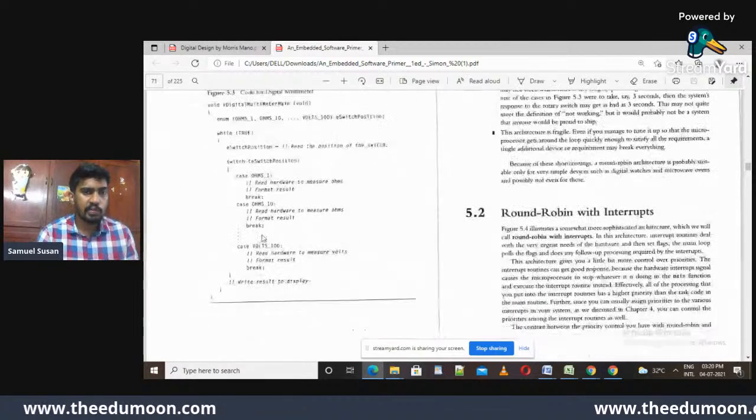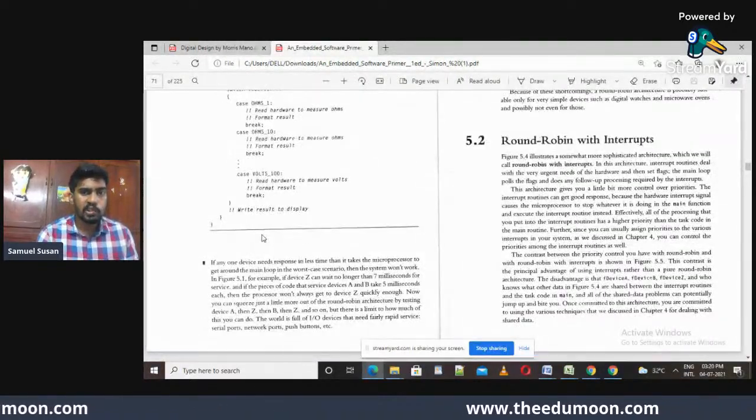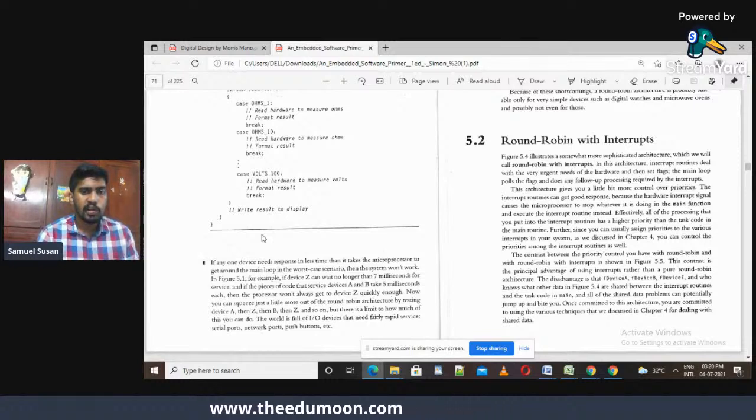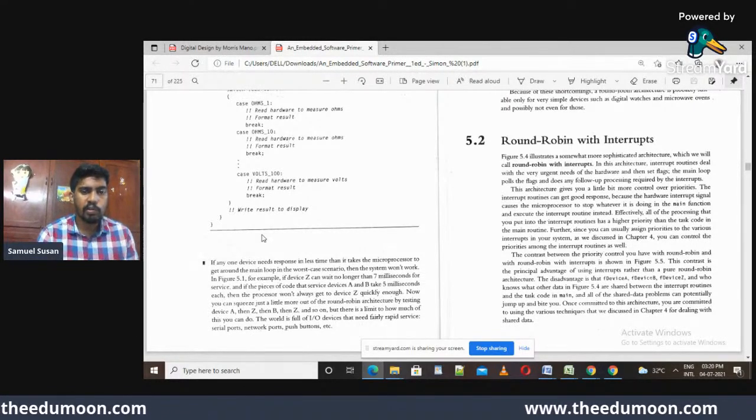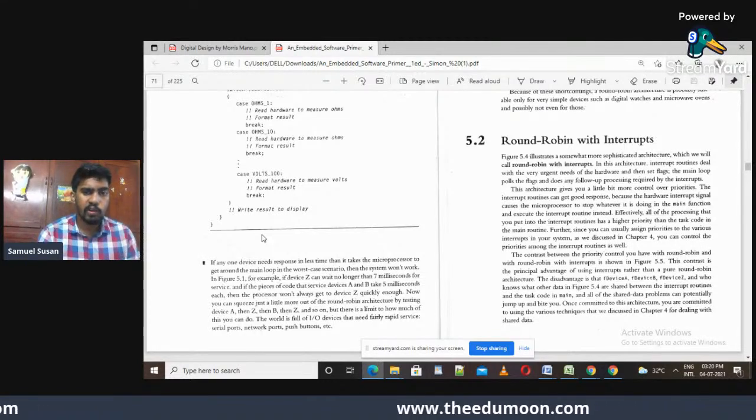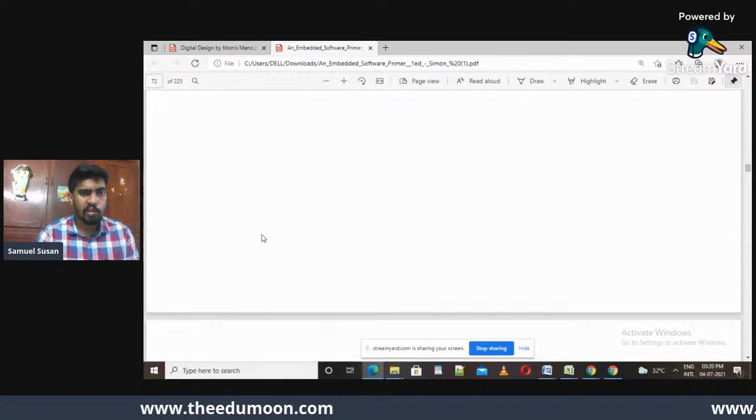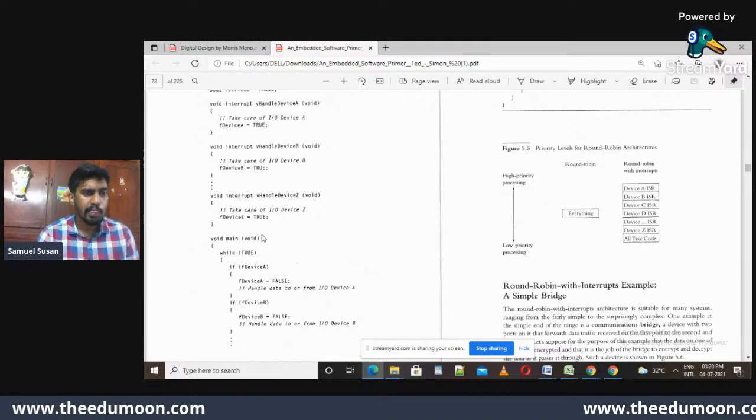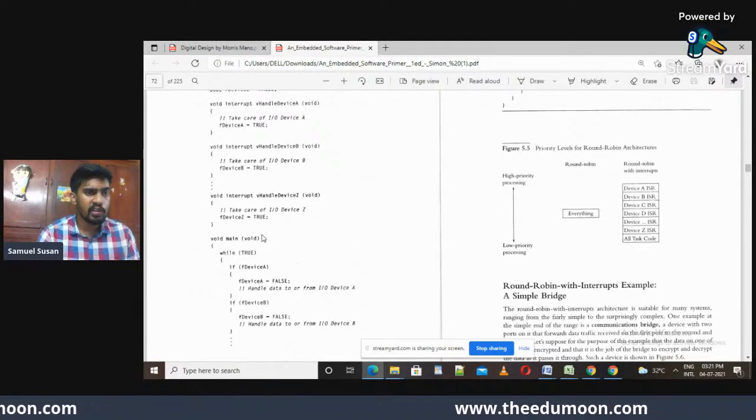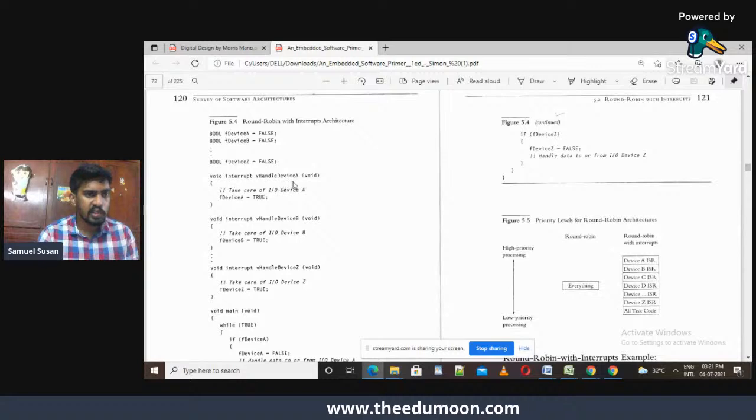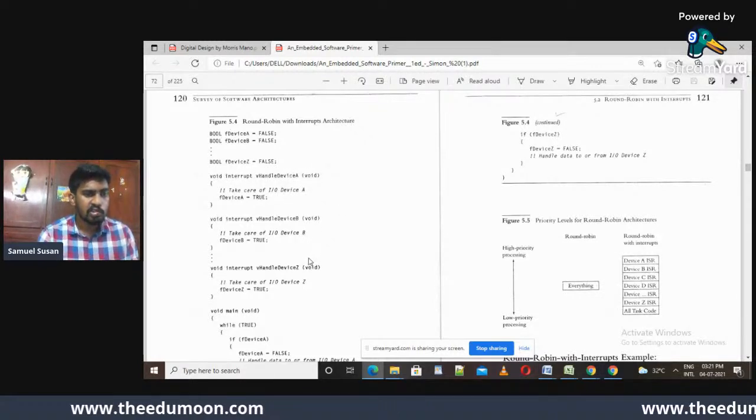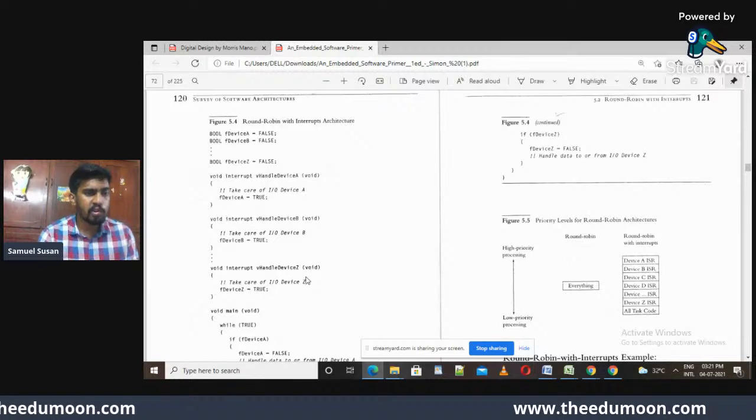And the next one is round robin with interrupts. The difference between the previous one and this one is that here we allow the interrupt, so that if any device interrupts in between, the microcontroller will provide the service for that device. So the code is a little bit different here. If any device gives an interrupt, you can see there is an interrupt handler for the devices A, B, and so on to Z. So we add an interrupt routine in this one.